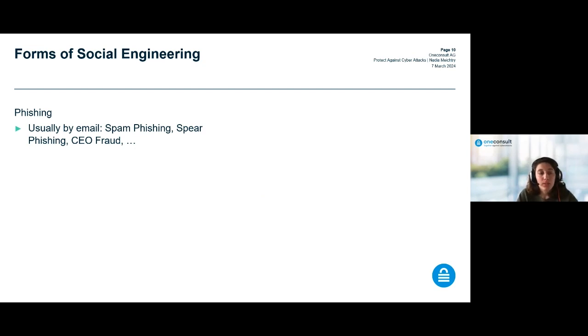Then we also have CEO fraud. So this is when the attacker sends an email from the boss or the CEO to the finance department about a supposedly urgent payment request. And the goal here is to obtain a large sum of money.